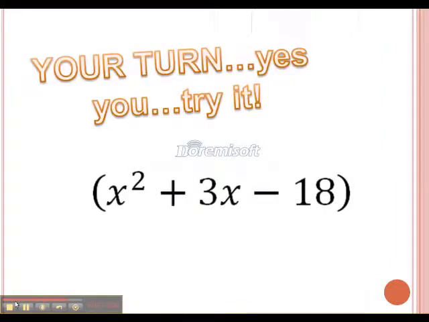I want you to try one. I know it's hard, and I know it's something that's new, but I want you to try to use that pattern and factor x squared plus 3x minus 18. Tomorrow in class, we will be going over this and getting more practice, but it is an expectation that you come to class with this problem attempted and tried. You will know if you get the right answer if the two constants multiply to negative 18 but add to 3.